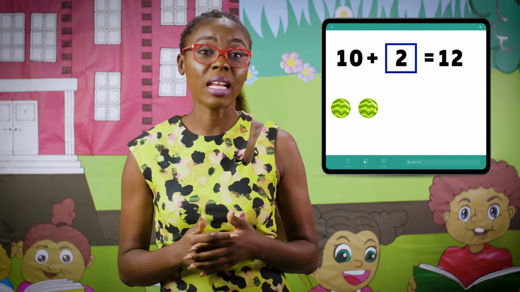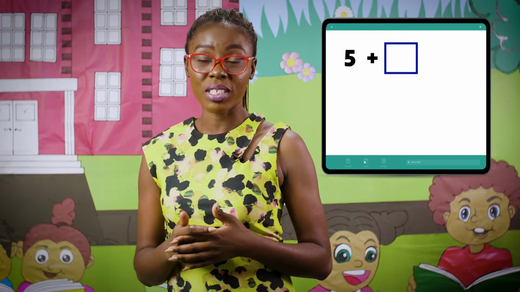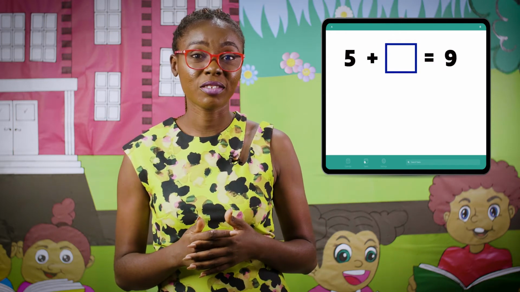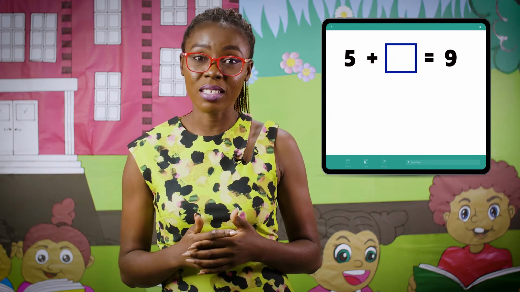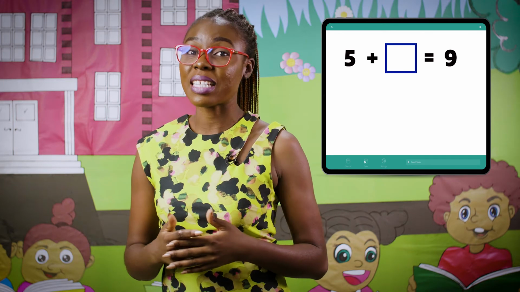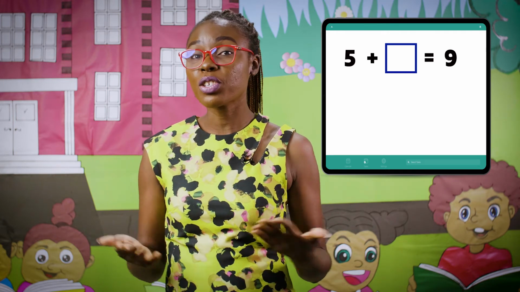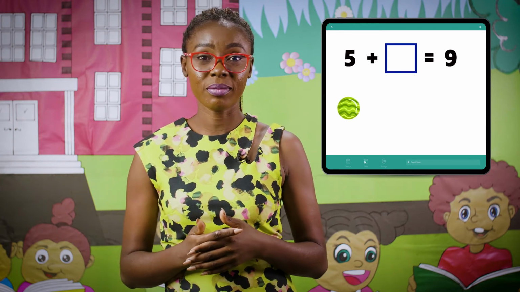Now let's try one last one. 5 plus empty box equals 9. Remember the first step? Draw the number of bubbles for the answer. The answer here is 9. That means we have to first draw 9 bubbles.